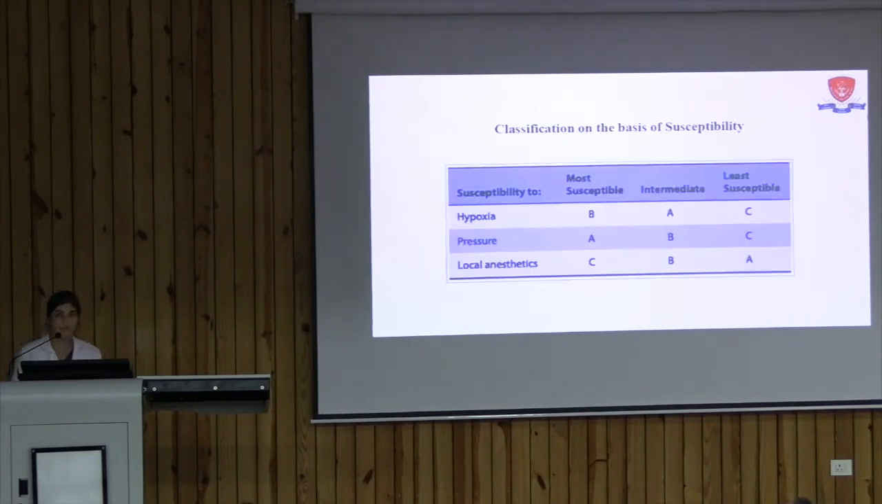When classification is made on the basis of susceptibility, it has clinical importance. Here, we check the susceptibility of different fibers to factors such as hypoxia, pressure, and local anesthetics. These are important in identifying the types of seizure and their localizations found in the brain.